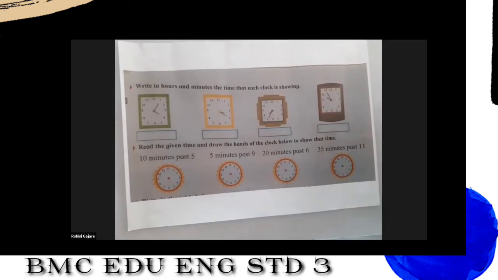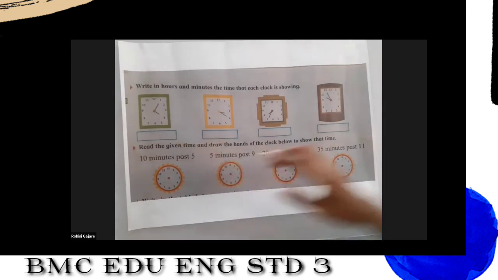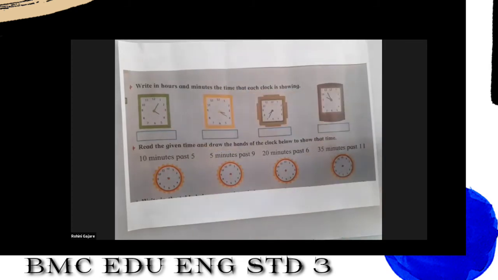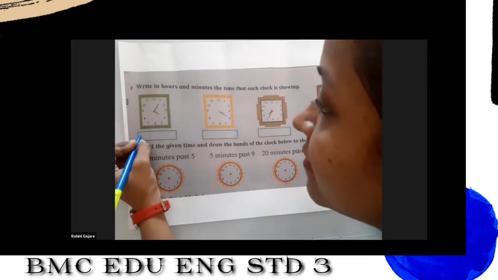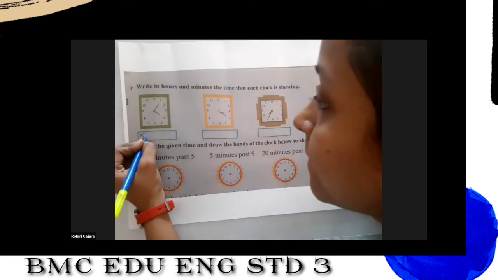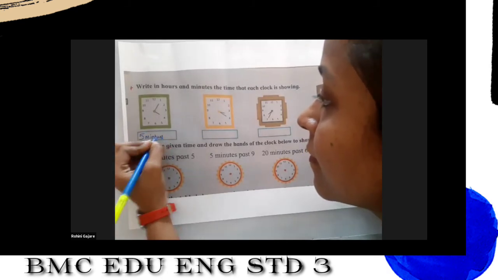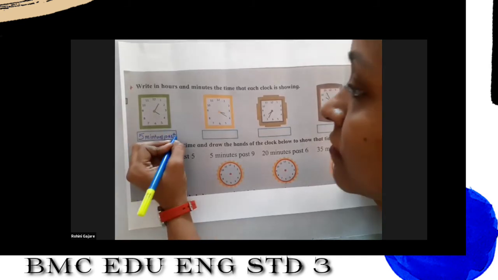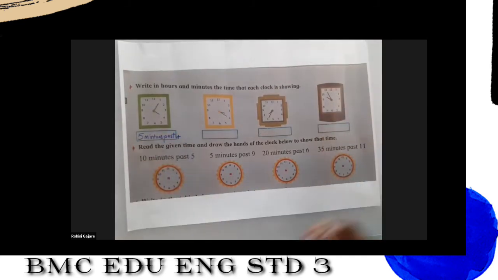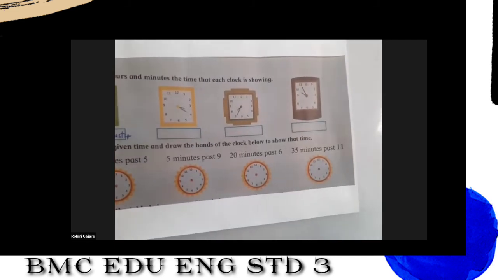What is the time showing, children? You are going to write. The short hand is on 4 and the long hand is on 1. Yes, very good, Sneha. So we are going to write 5 minutes past 4. You are going to write here, 5 minutes past 4. Got it?